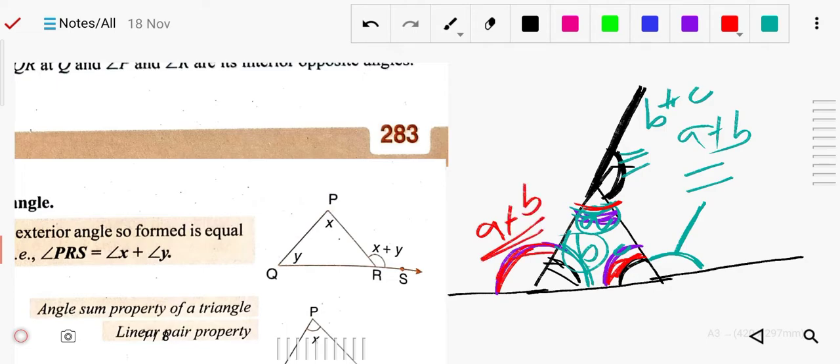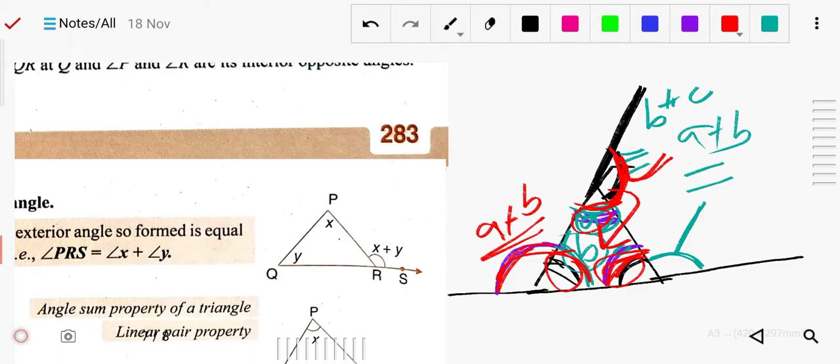So this is the exterior angle property of a triangle. This is called the exterior angle, the outside angle, and the inside ones are called the interior angles. If any side of a triangle is produced, then the exterior angle so formed is equal to the sum of the interior opposite angles. This exterior angle will be equal to the sum of the two opposite angles. So this is property 2, the exterior angle property of a triangle.